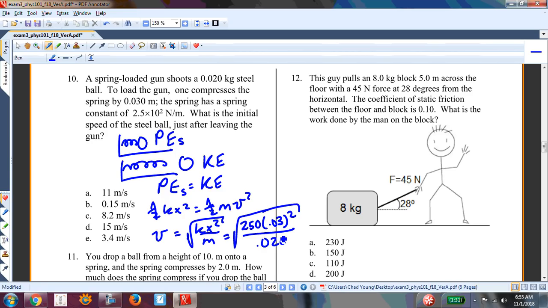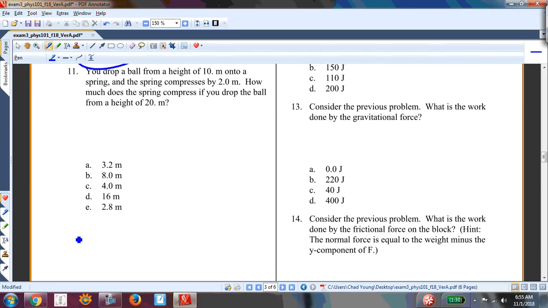I get 3.35, or 3.4, is 10E. You drop a ball from a height of 10 meters onto a spring, and the spring compresses by 2 meters. How much does the spring compress if you drop the ball from a height of 20 meters? All right, so mgh, all of that potential energy is being converted into 1/2 kx squared elastic potential energy.